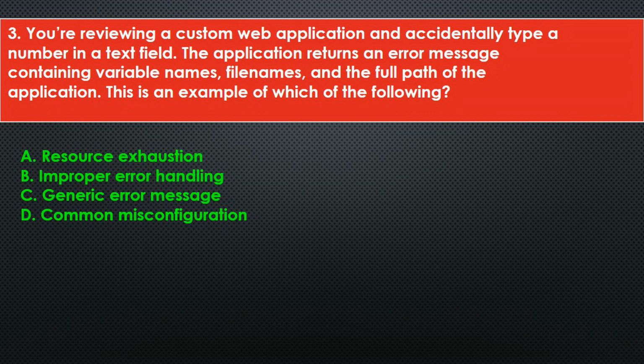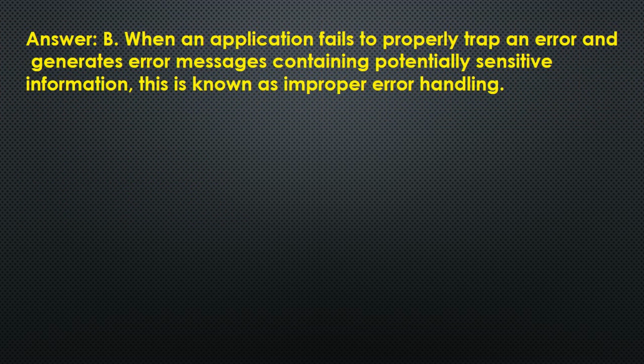3. You're reviewing a custom web application and accidentally type a number in a text field. The application returns an error message containing variable names, file names, and the full path of the application. This is an example of which of the following? A. Resource exhaustion. B. Improper error handling. C. Generic error message. D. Common misconfiguration. Answer: B. When an application fails to properly trap an error and generates error messages containing potentially sensitive information, this is known as improper error handling.